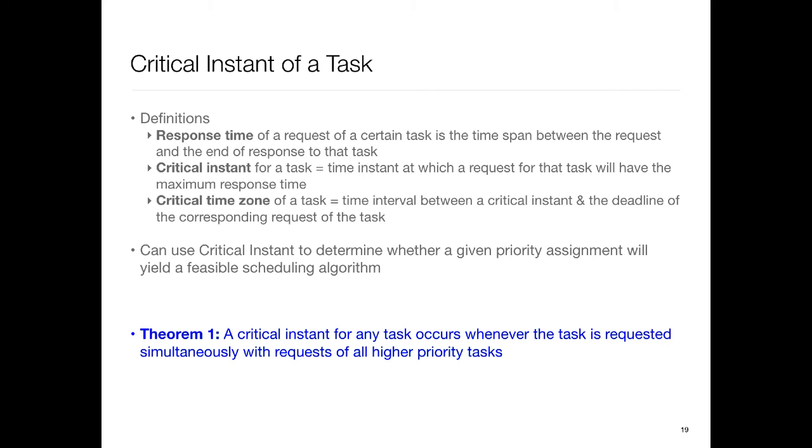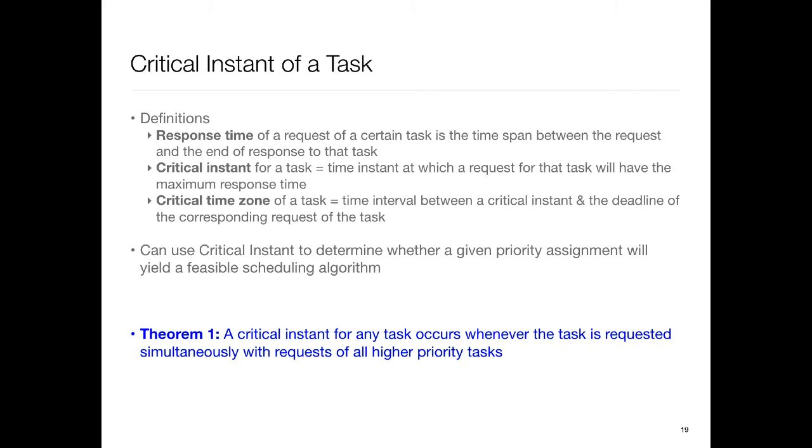So that's called the critical instant. And if I can show that the deadline for this low priority task that I'm looking at is still met, then it will always be met.